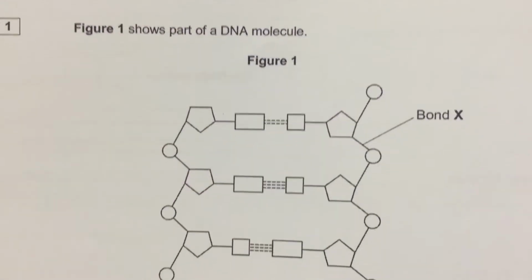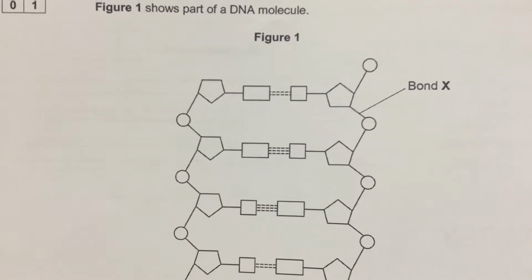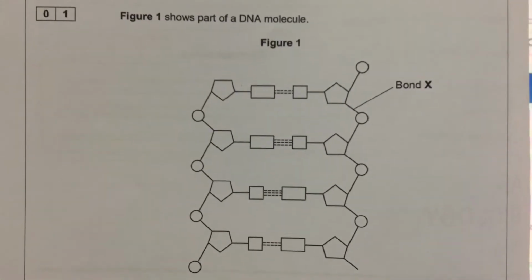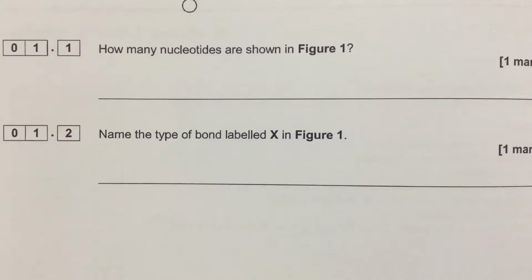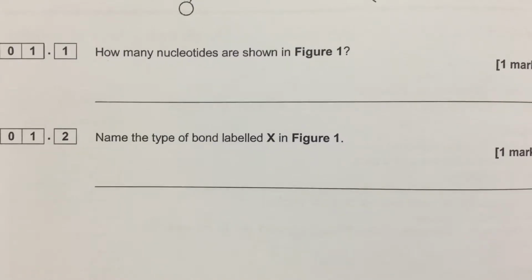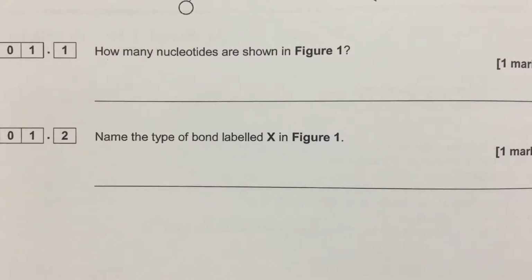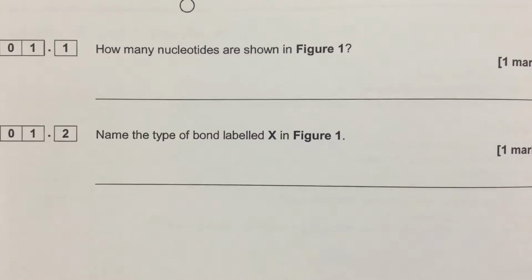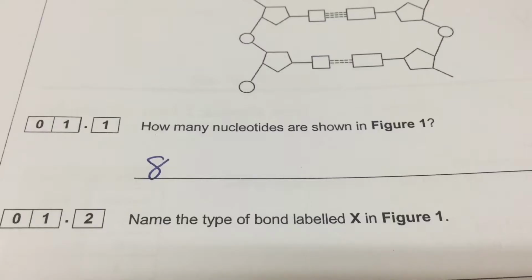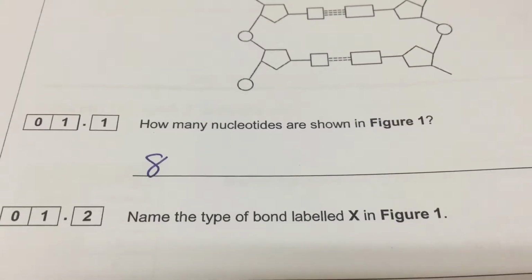This is question 1 from the AS Paper 1 from 2017. There are 4 parts to the question, and the first 2 parts students do well at, but the second 2 parts students do dreadfully at. Let's read through it. It says figure 1 shows part of a DNA molecule. How many nucleotides are shown in figure 1?